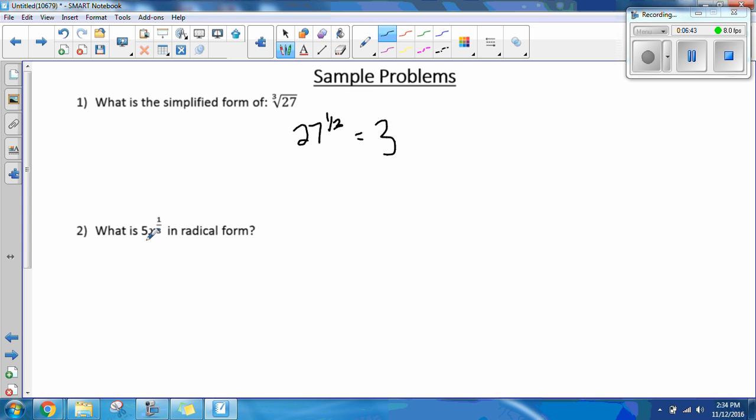Here we have 5 times x to the 1/3 power. We want to write this in radical form. The exponent only applies to the x, so I leave 5 alone. And since it's the 1/3 power, I'm taking the cube root of x.